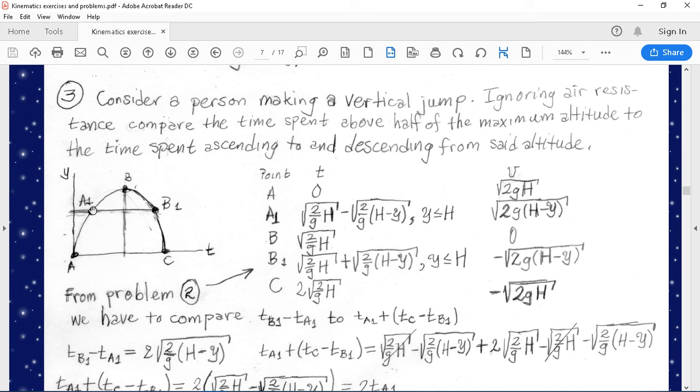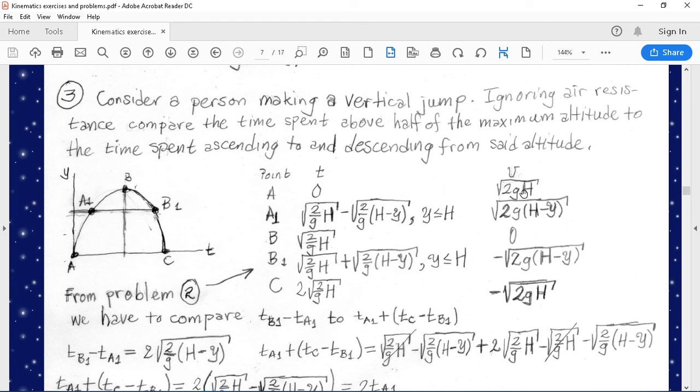So we consider the time spent from A1 to B1 with respect to the time spent from A to A1 and the time spent from B1 to C. Okay, so we have point A, time value is 0, point A1, time value is equal to this expression here, which is taken from the previous problem.